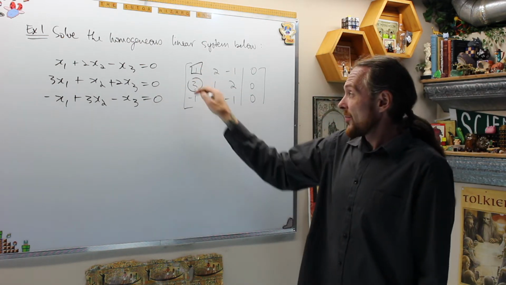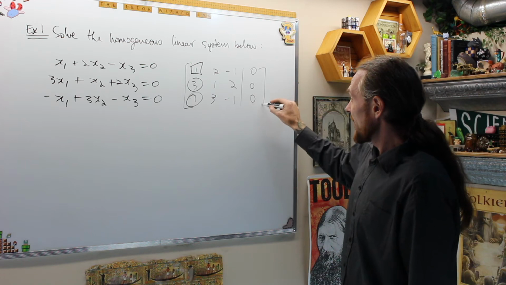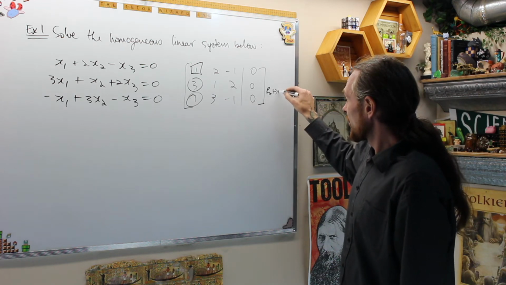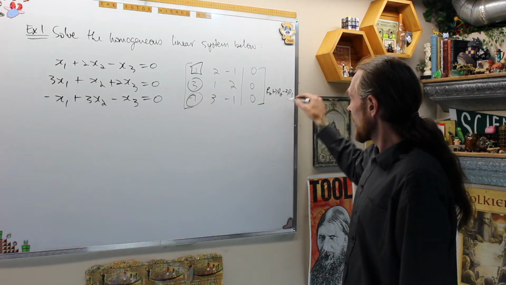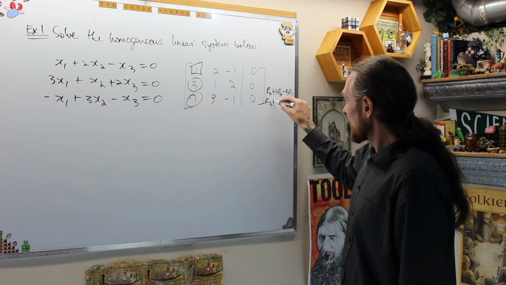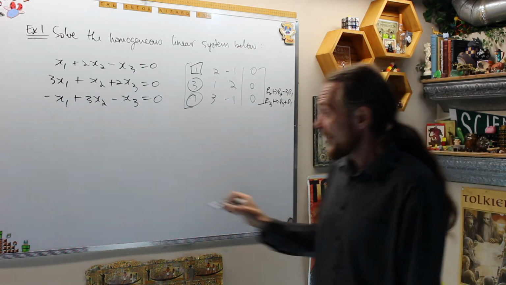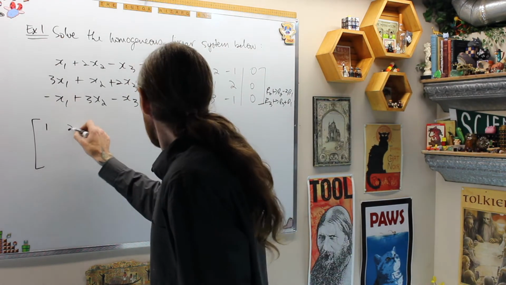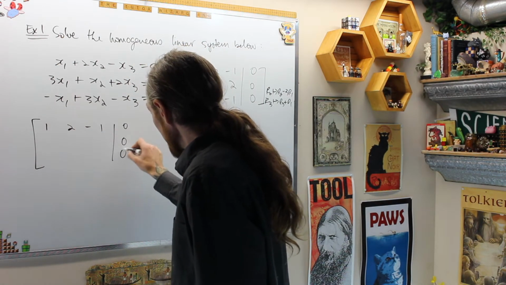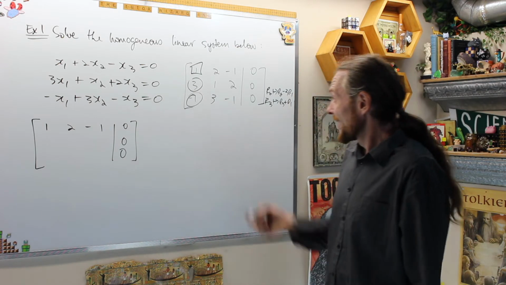I want to get zeros below it to eliminate this, so we're immediately going to go row 2 goes to row 2 minus 3 row 1, and row 3 is going to go to row 3 plus row 1 to get rid of those. That will immediately give me 1, 2, minus 1, 0, 0, 0. So copy down, it doesn't hurt. Now what are we going to do?